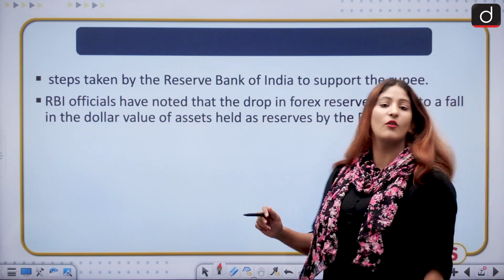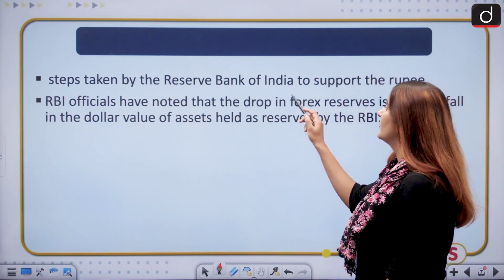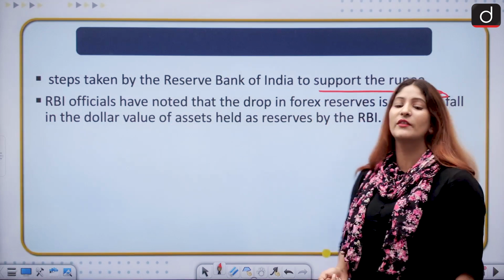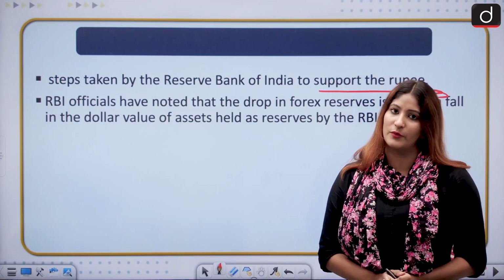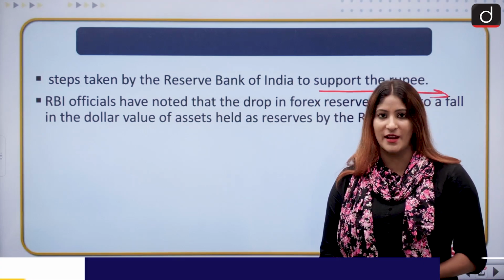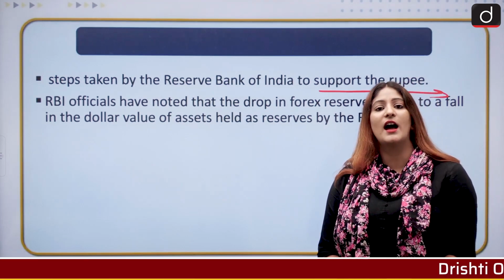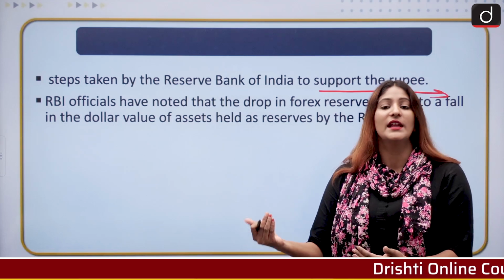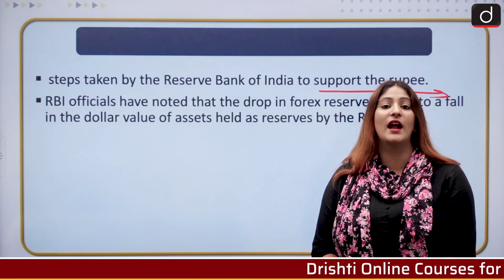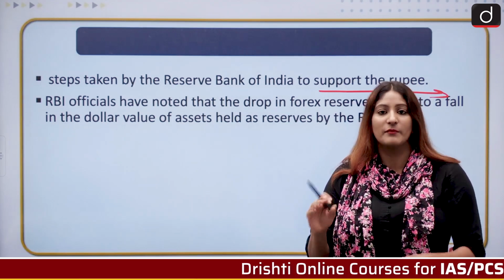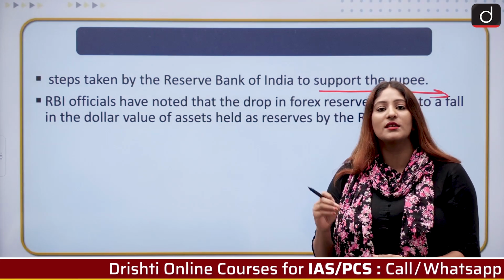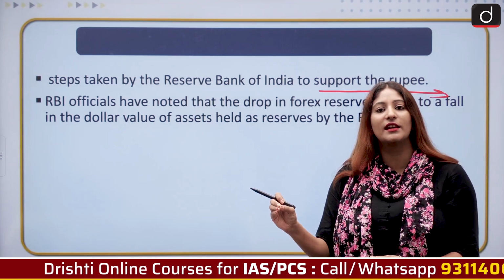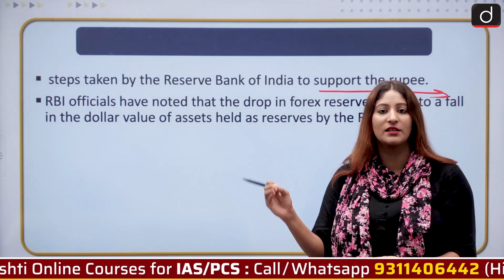Moving on, there have also been steps that are taken by the RBI to support the rupee. This is one of the reasons that is being seen that the value of rupee is coming down. What does the RBI say? RBI is saying that our assets abroad, if they are benchmarked at euros and yen, are affected because euro and yen are also weakening against the dollar.